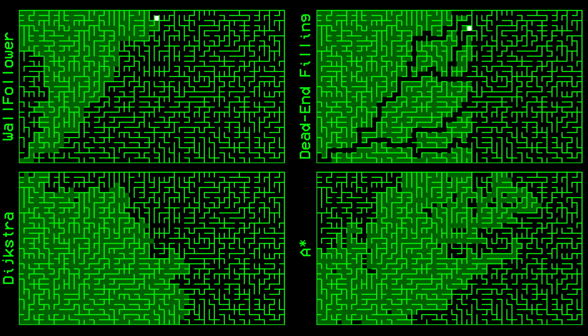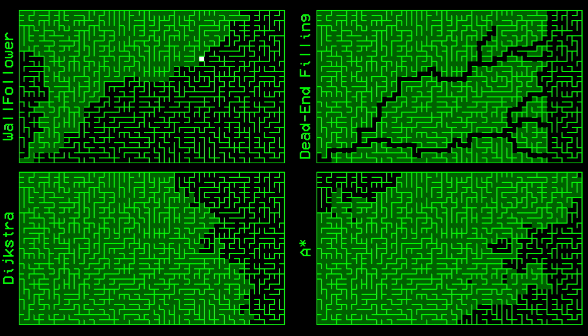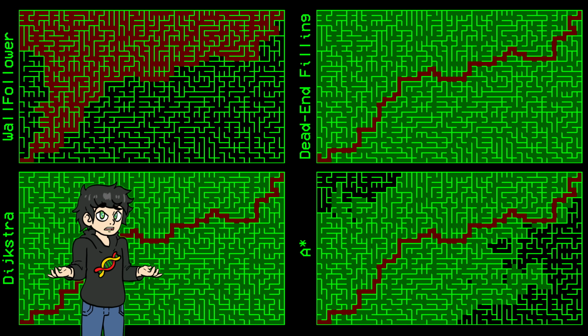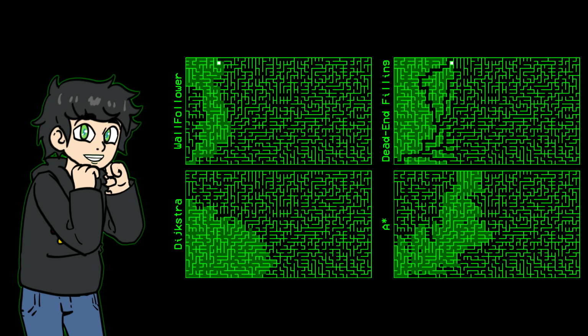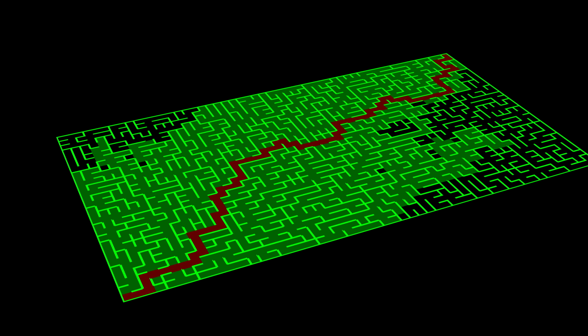And wow, oh wow, look at A-Star just taking this race by storm and it's gonna finish in first place. Wall Follower comes in a close second. Dead End Filling seems to be closing on its final path, and Dijkstra again finishes last. Wow, what a race. A-Star beat everyone else. Not only that, but A-Star actually gives you the most optimized solution, unlike Wall Follower, which gives you this mess.